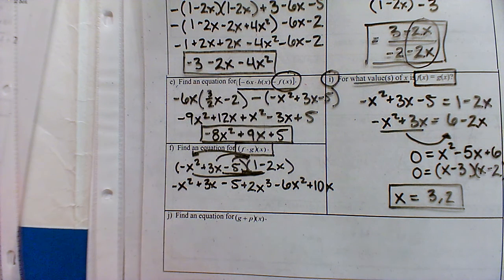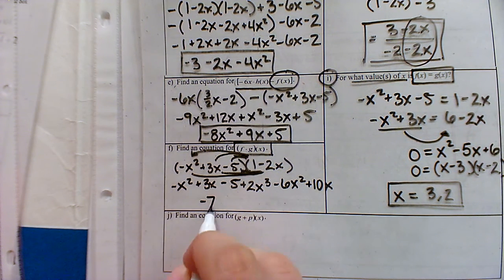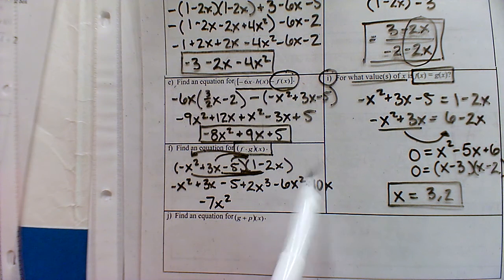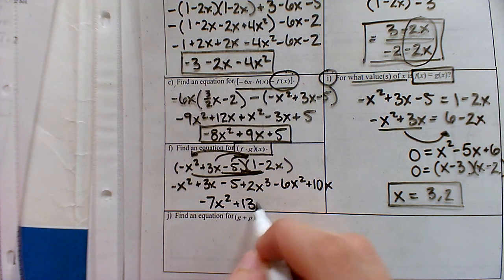So now that all the parentheses are gone, let's go ahead and combine some like terms. We have a negative x squared and a negative 6x squared later on, so that's negative 7x squared. We have a 3x and a 10x, so that would give us 13.